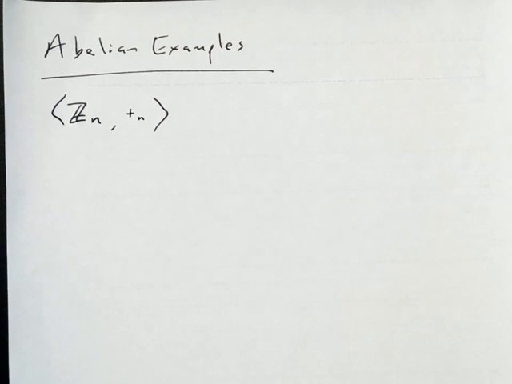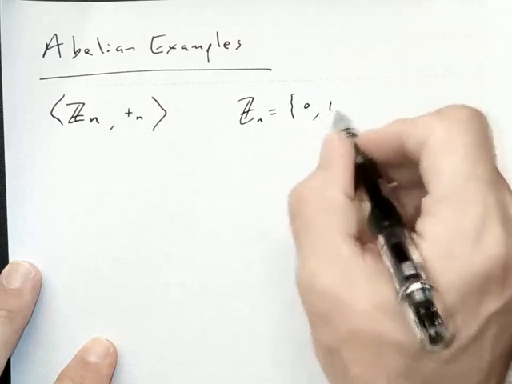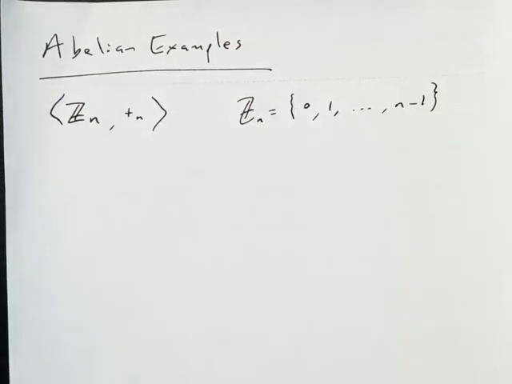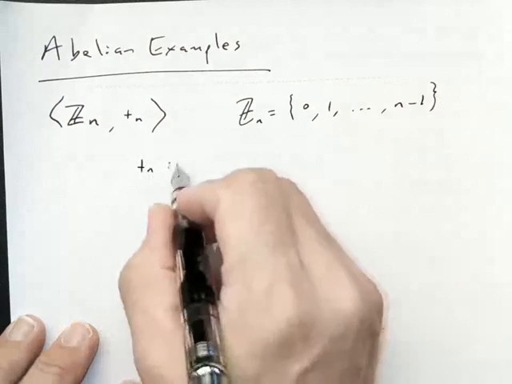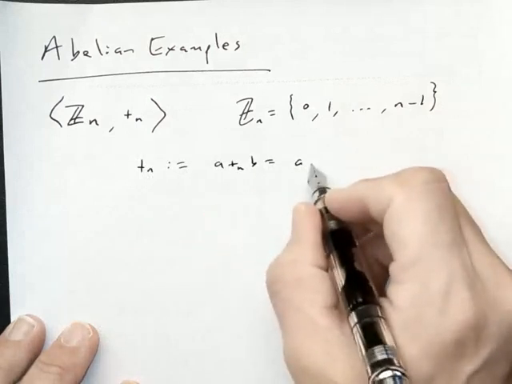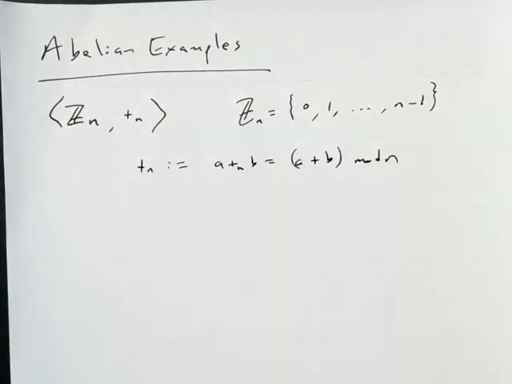Are the integers mod n? Pick a number. I don't care what number. The set Zn consists of the integers 0 through n minus 1. And our addition is defined to do normal addition mod n.